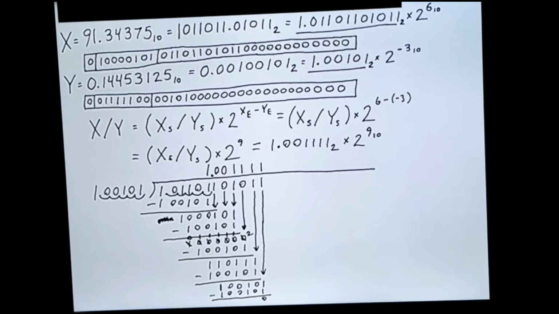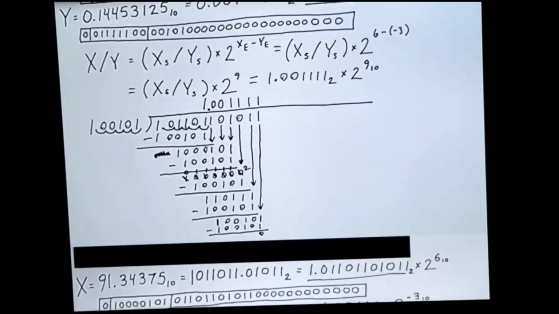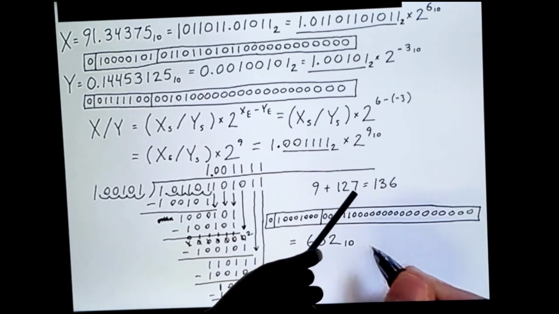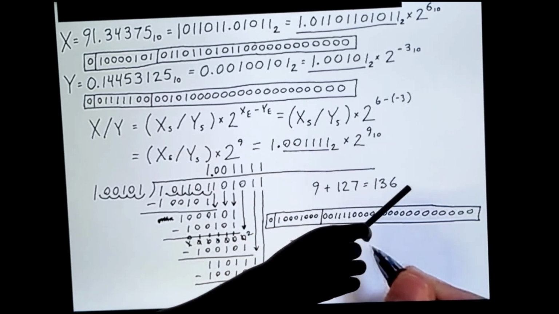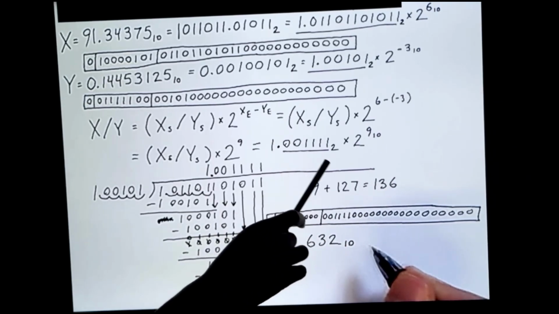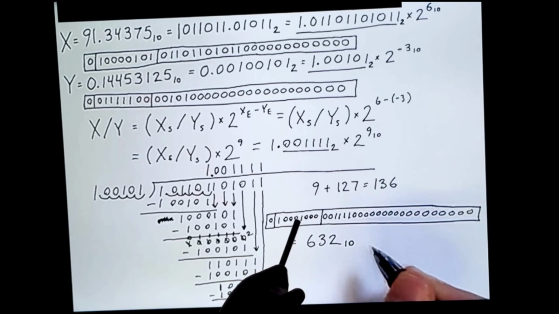1.001111. If that is the final result, what is my exponent? My exponent is 9, right? Exponent is 9, but E dash will be what? 9 plus 127, which is 136. So finally my representation will be something like this.